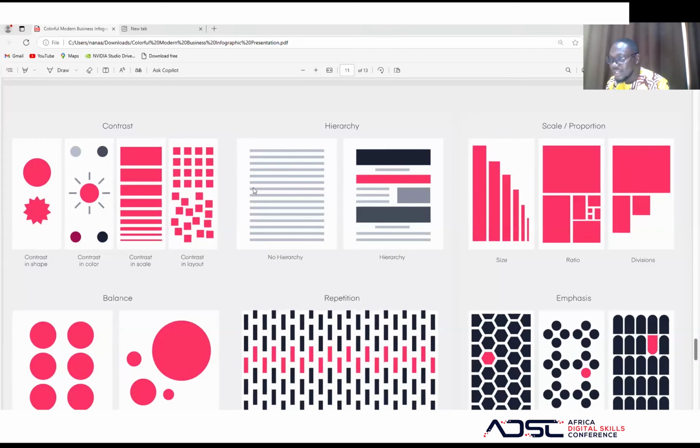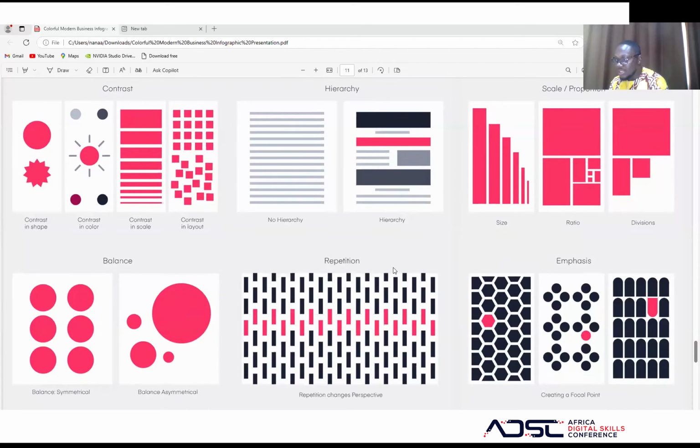So here comes the impact. You see, we have contrast, hierarchy, scale or position, balance, repetition, and emphasis. When you look at contrast, we have contrast in shape and contrast in color. Contrast in shape is when this is a circle or zero, and this one is more like a star or something that has some design. These two objects or shapes are the same. The difference is that one is a complete circle and one has designs around it.